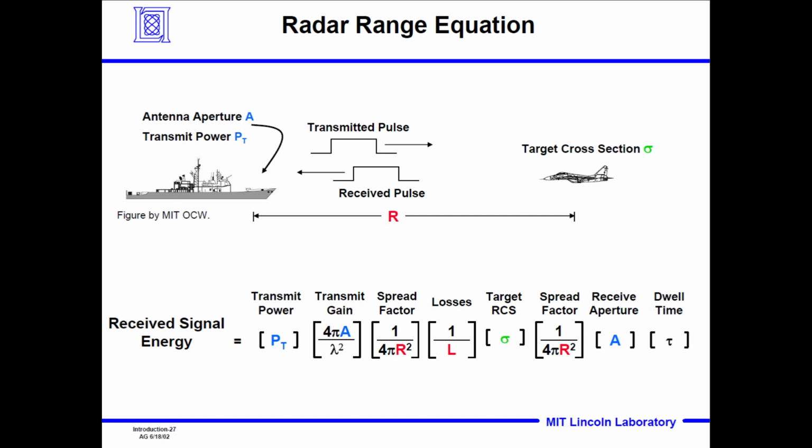The larger the target's radar cross-section, the more power will be received, so this is another multiplying factor. Additionally, there's a second spreading factor of 1 by R square for the return signal, as the energy density of the reflected echo also decreases as it travels back to the radar. A larger antenna will better receive the returning energy, so there's another factor for antenna size. Finally, the longer you listen for the target, the more power you'll accumulate in your receiver. These are the main components that determine how much received energy you get.